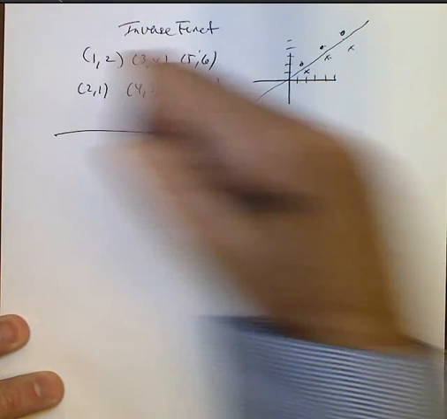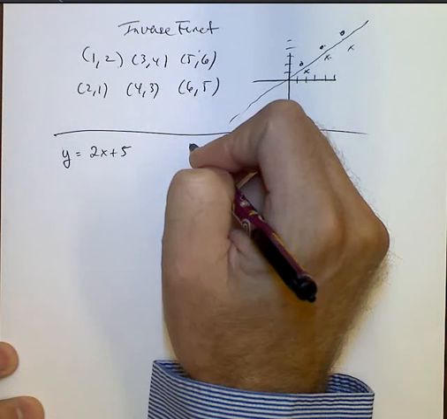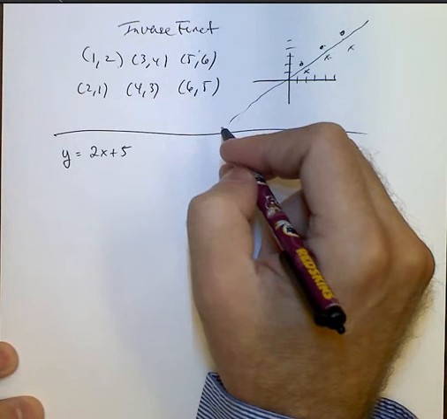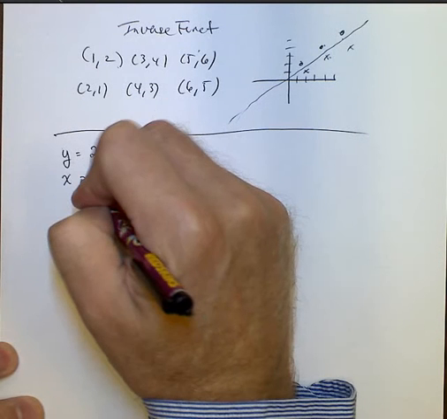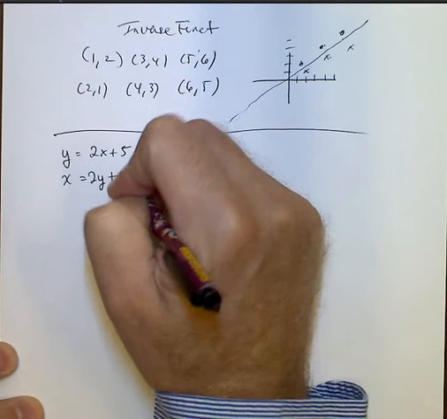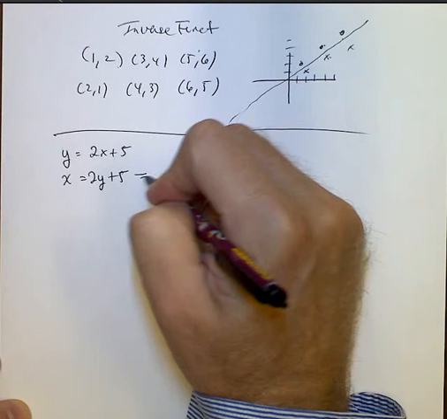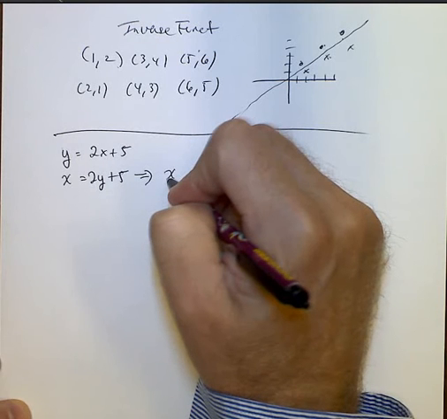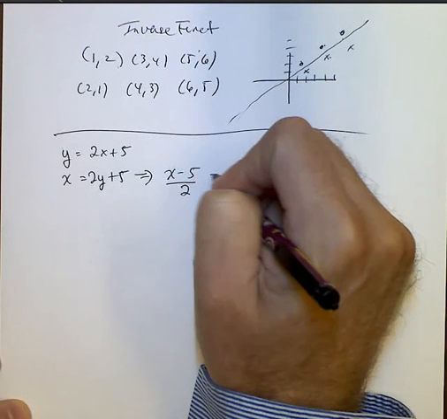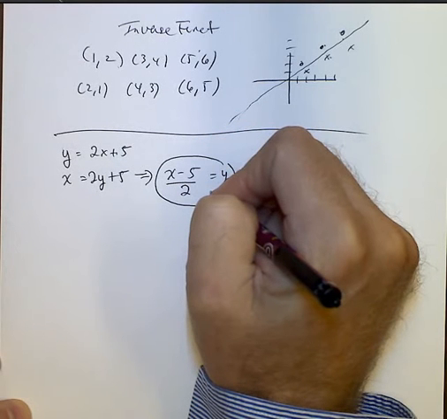If I give you a function y equals 2x plus 5, and I ask what its inverse is, you're going to swap x and y, so the y becomes an x, and the x becomes a y. At that point, you just need to do algebra and solve for y equals. So to solve for y, we'll subtract 5 from both sides and divide by 2. This function has this inverse.